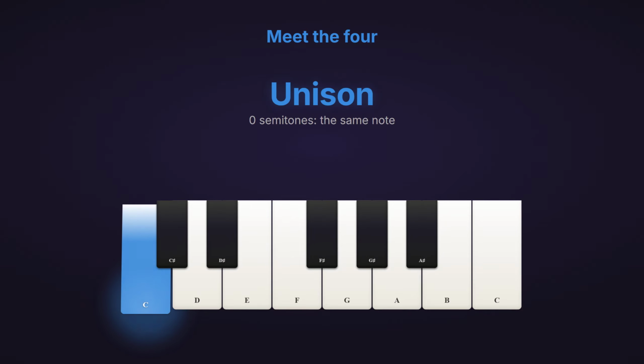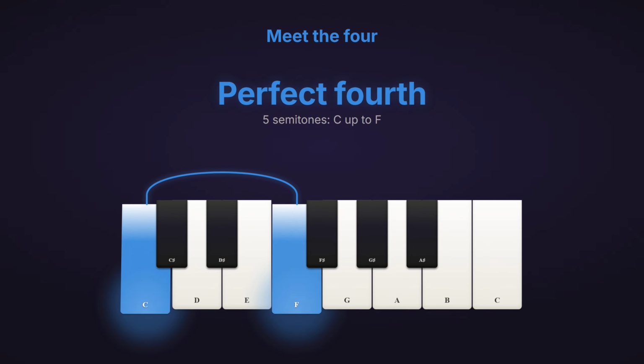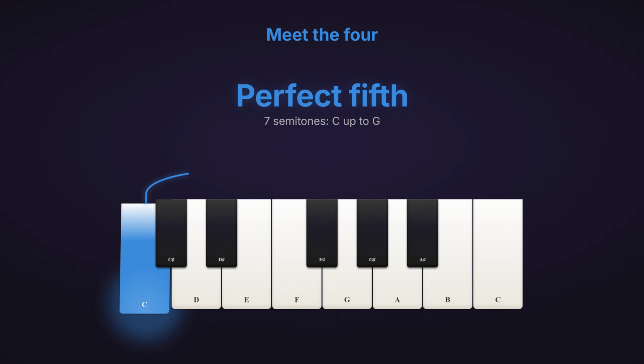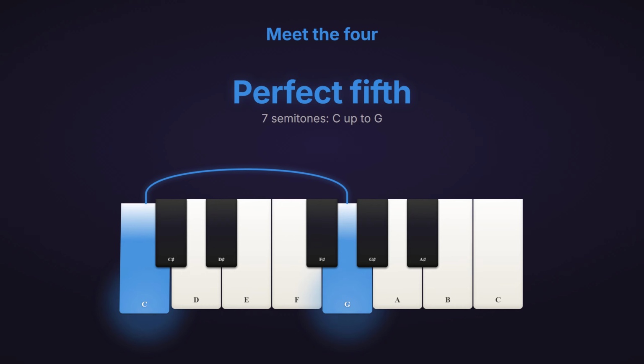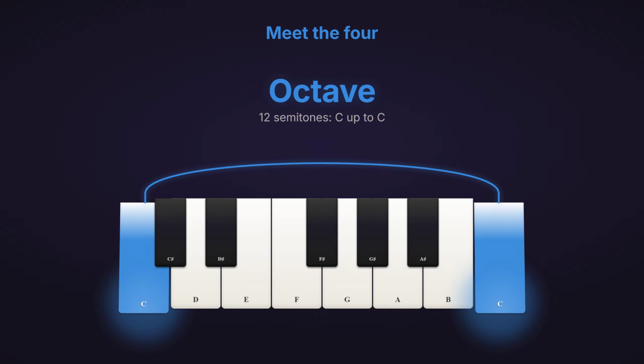Next, count 5 semitones up from C and you land on F. That is the perfect fourth, solid and just a little hollow, strong but somehow unfinished, as if it is leaning toward something. 2 more steps, 7 semitones up from C, lands on G. That is the perfect fifth, the most open, ringing sound of the four, wide and confident and completely at rest. And finally, 12 semitones up returns to C, the same letter a whole octave higher, the octave, the widest of the family, the same note reborn up top.